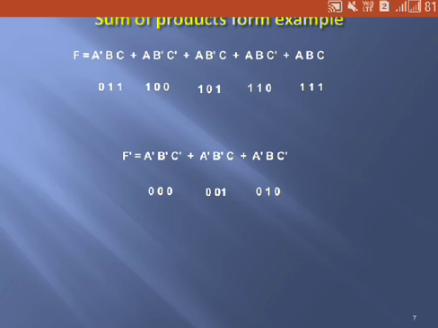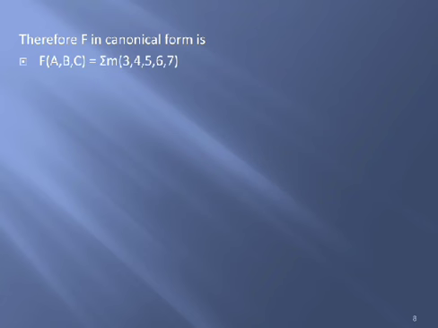Okay, for the time being, remember, f is equal to summation small m of 3 4 5 6 7, and f dash is equal to summation small m of 0 1 2. Therefore, f in canonical form can be written as f of a, b, c is equal to summation small m of 3 4 5 6 7, which are the minterms of the corresponding input variables, and you can write it as m3 plus m4 plus m5 plus m6 plus m7.